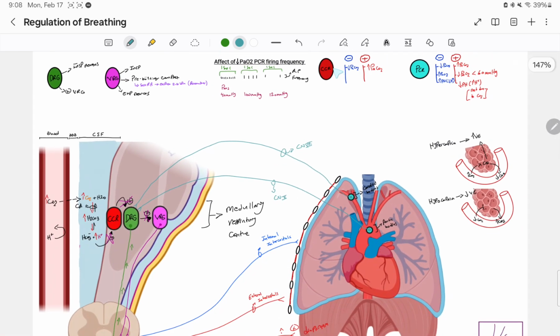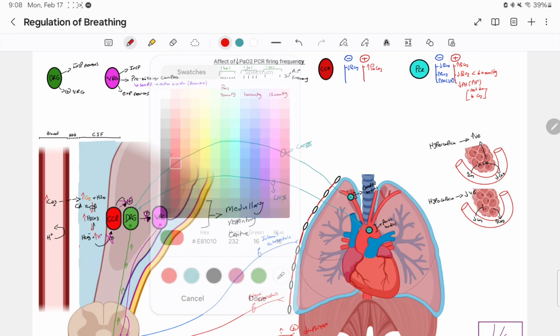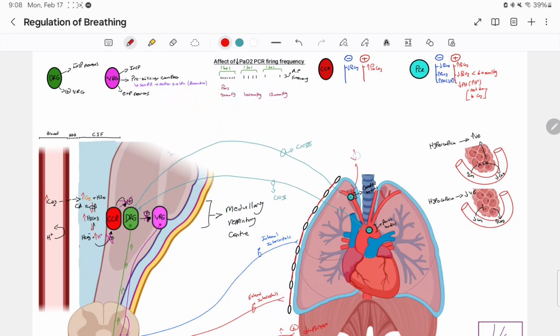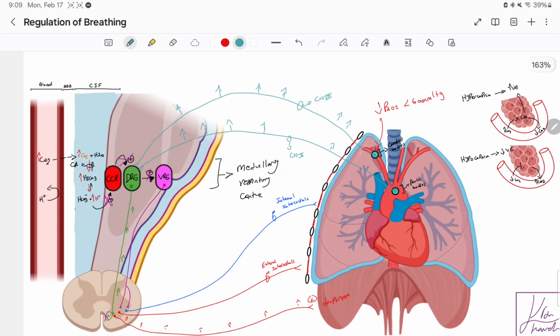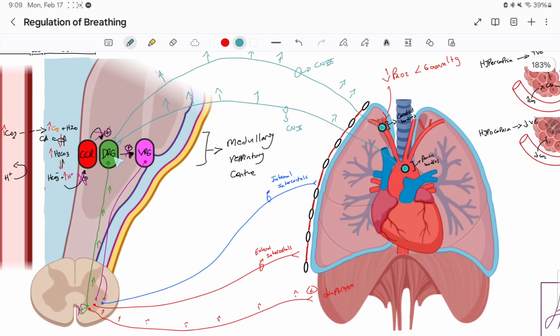So the carotid bodies, let's say they're sensing a low partial pressure of oxygen, less than 60 millimeters of mercury. And same thing for the aortic bodies. They are going to increase their action potential frequency at that moment, and you'll see that right here, all the way down towards the level of the DRG. At the DRG, guess what they're going to do? They're going to stimulate the DRG.